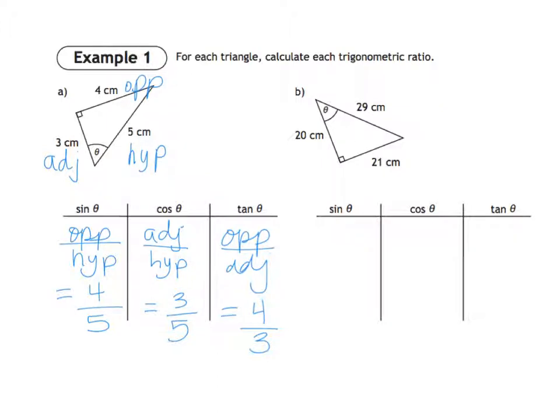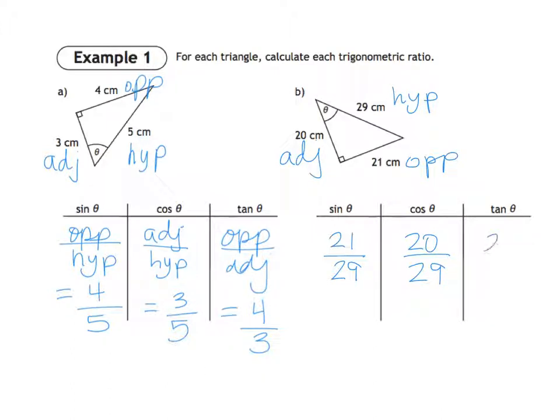So for the next one, sine is 21/29 because 21 is the opposite, 29 is the hypotenuse. If you can figure out which is the opposite, adjacent, and hypotenuse, then this part of it's easy. The cosine, we just need to remember, is adjacent over hypotenuse. So the adjacent side is 20 over the hypotenuse, which is 29. And then the last one, the tangent, is opposite over adjacent, 21/20.